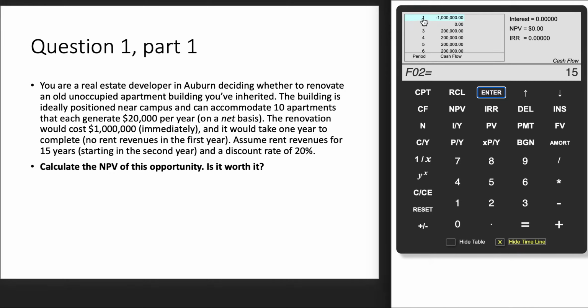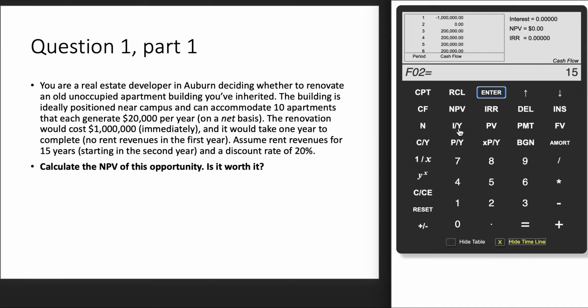But it just means the first cash flow. But you can see I have the timeline. This is what the timeline of cash flows looks like. Remember, that first year is spent renovating this property, so we're not actually receiving any cash inflow. It's just flat.